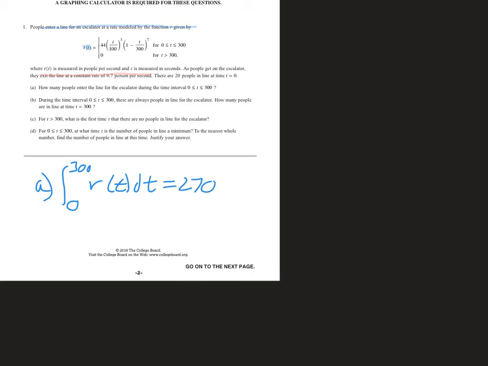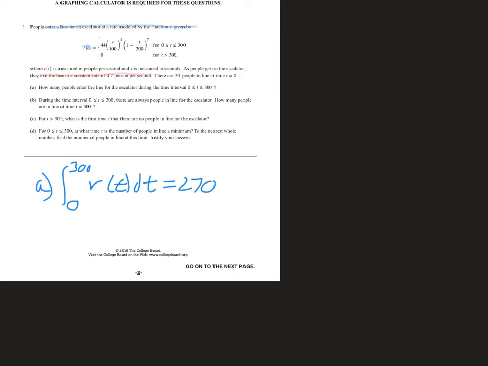Part B says during the time from 0 to 300, there are always people in line for the escalator. How many people are in line at time t equals 300? When you first read this, the first sentence there, there are always people in line, seems a little strange, maybe even not necessary, but we'll talk about why I do think that is necessary in just a minute. But again, if we ignore that first sentence for a moment, we're following the sort of classic example. You've got a rate in and a rate out. First question, how many people come in? Second question, how many people do we have?